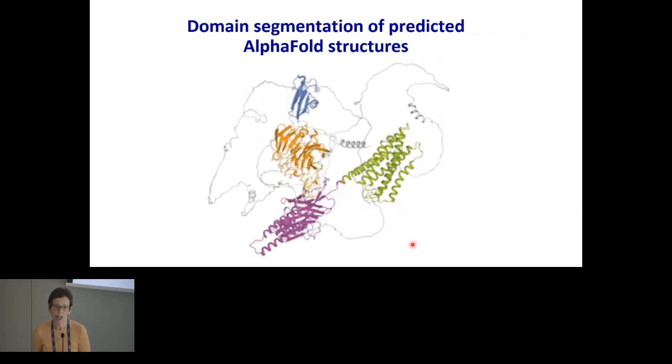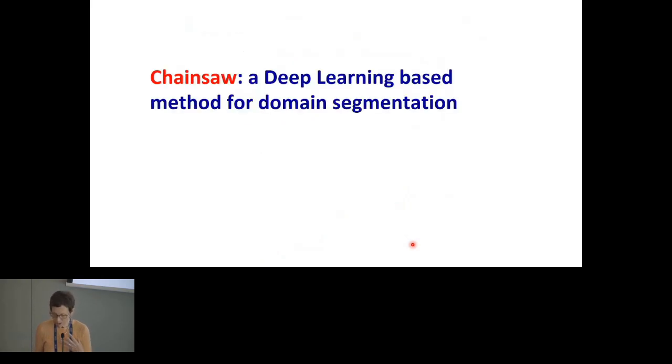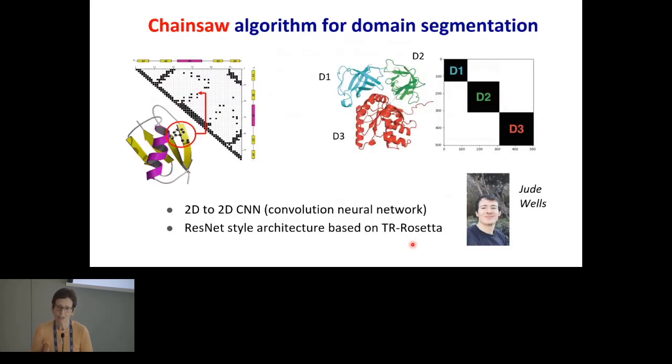The other problem you have with the AlphaFold structures is that you can see there are lots of disordered spaghetti-like bits. What we really needed to do was find the domain regions, and none of our tools were fast enough again. We needed to completely rework all our tools. We were lucky because we developed this method, Chainsaw. We had a very talented PhD student in the group, Jude Wells, who worked with Nico and others in the team to develop this algorithm.